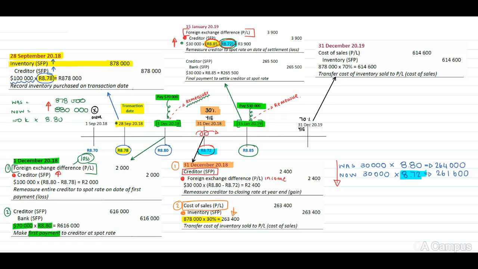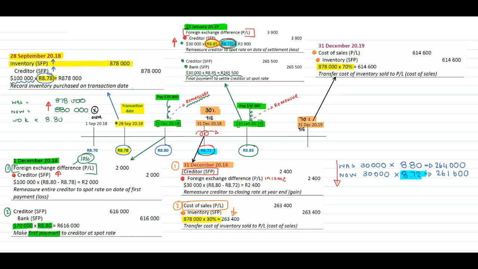Guys, important with these journals, please include your dates. Now we are able to recognize our payment, debit the creditor, and credit our bank, and this is the 30,000 times 8.85. Again, when you look at your timeline, at year end, which is 31 December 2019, the remaining 70% was sold. Therefore, 878,000 as per our first journal entry on 28 September 2018 times 70%, and we will have to debit cost of sales and credit our inventory.